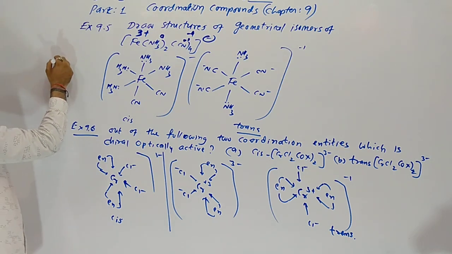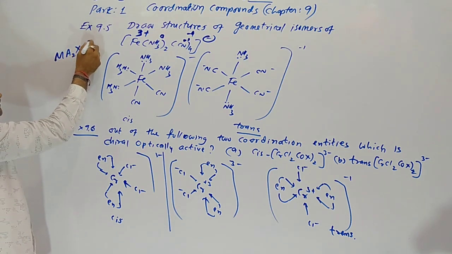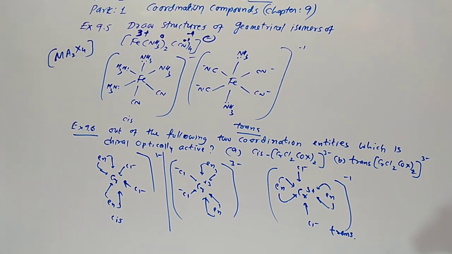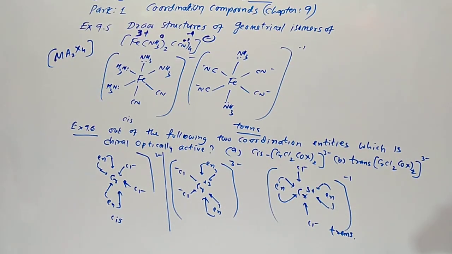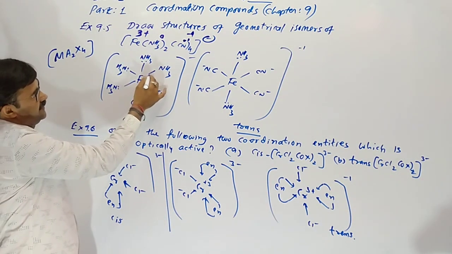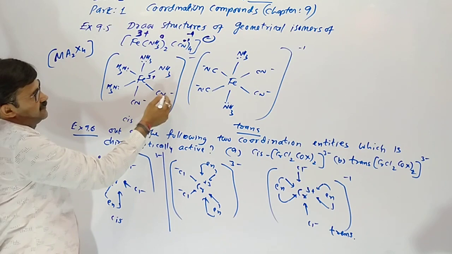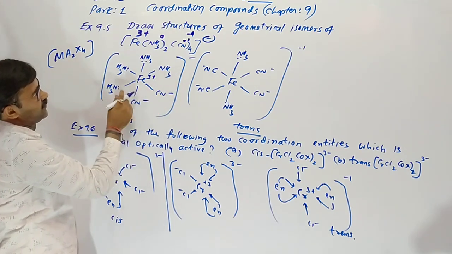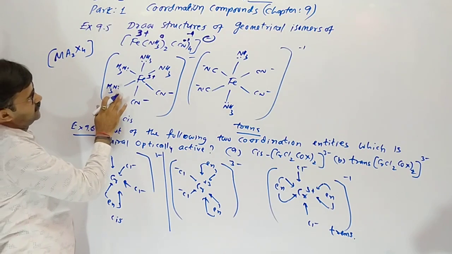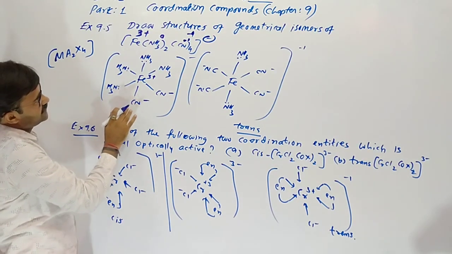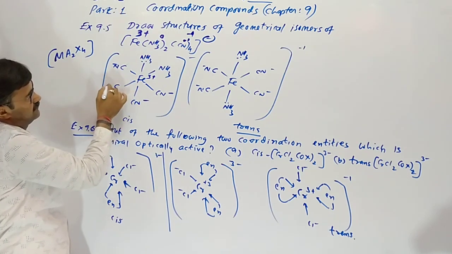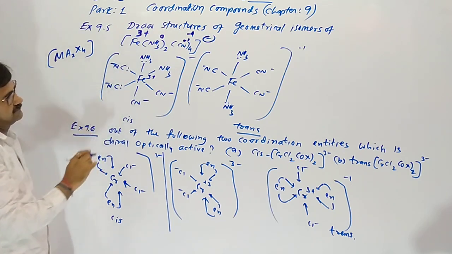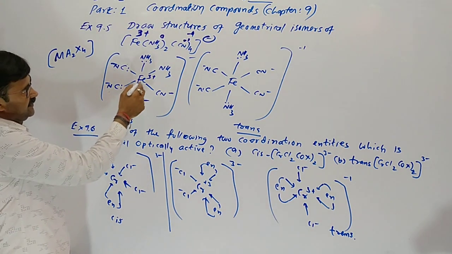Yes, actually this is an MA2X4 type of ligand entity. So 2 amine and 4 cyano. It gives 6 coordination number. You can see here Fe3+ with 4 cyanide and 2 amines. Cyanide are 4 and 2 amines. Understood?